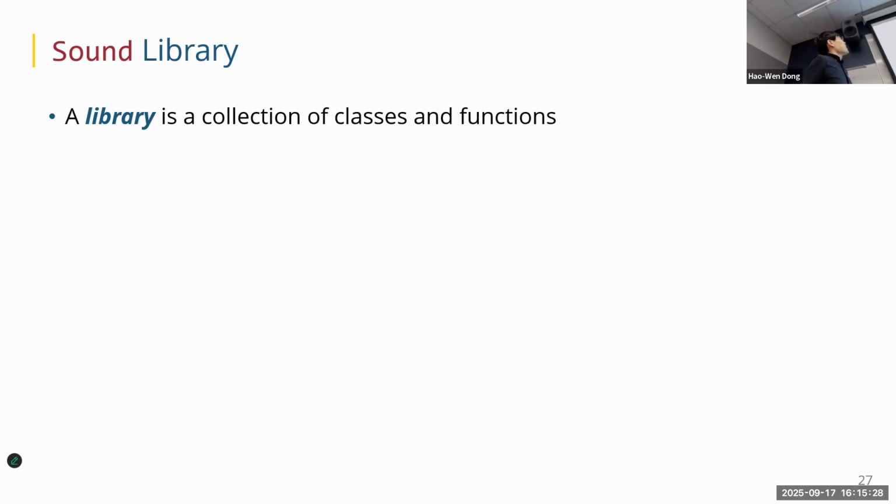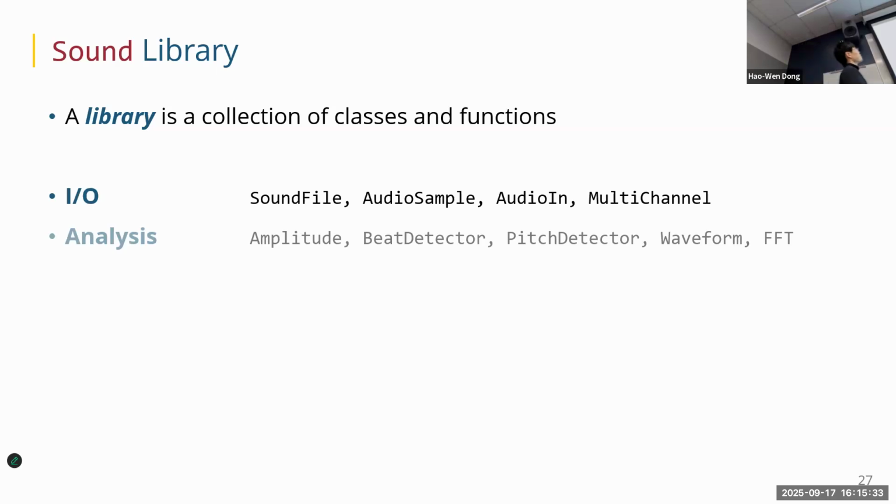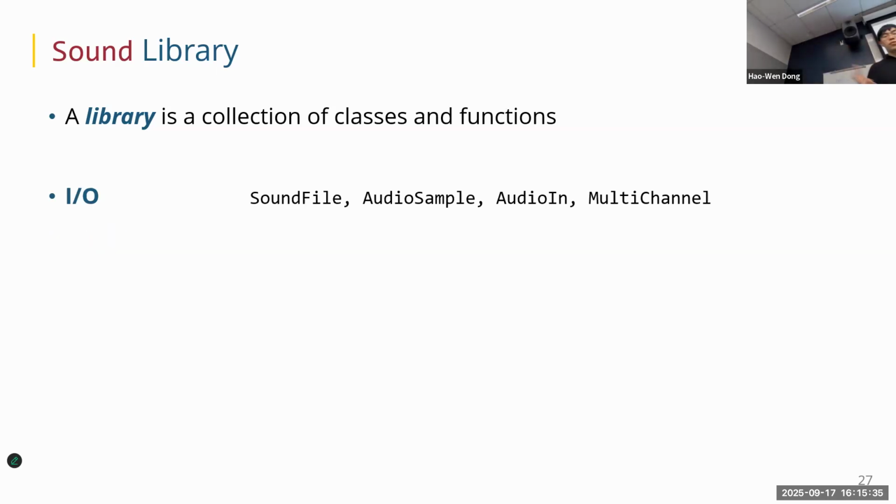A library is basically a collection of classes and functions. There's a bunch: SoundFile, AudioSample, AudioIn, multi-channel. Those are some of the built-in classes. AudioIn is so that you can access the microphone input. SoundFile is for you to open an existing file. So in the midterm assignment, you could use AudioIn to sync if you like, or you could just use SoundFile to load a file so that you can build your music visualizers.